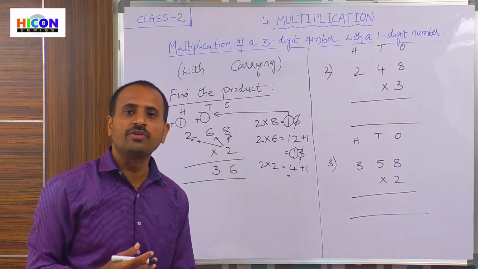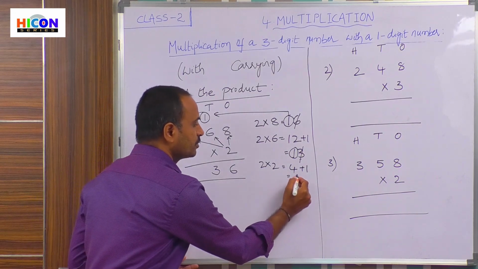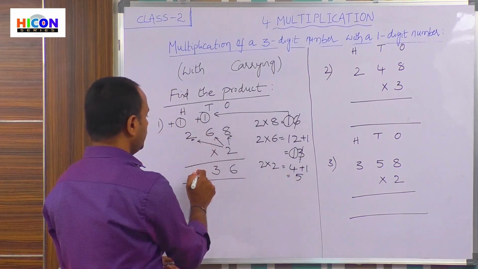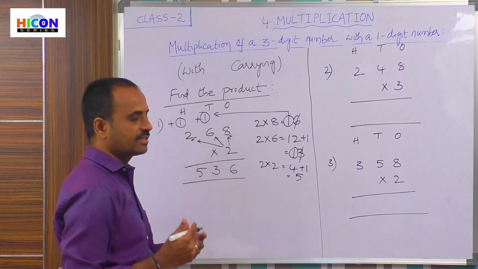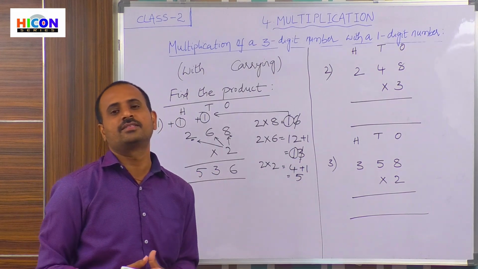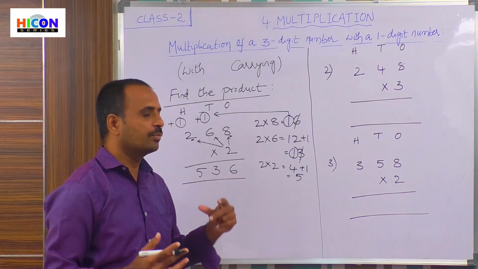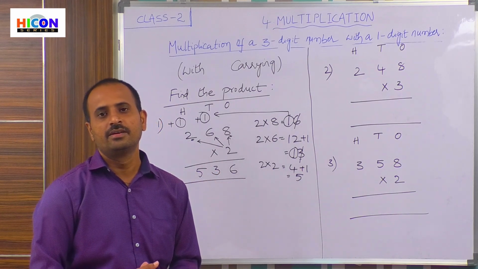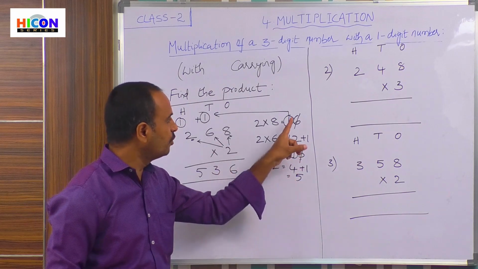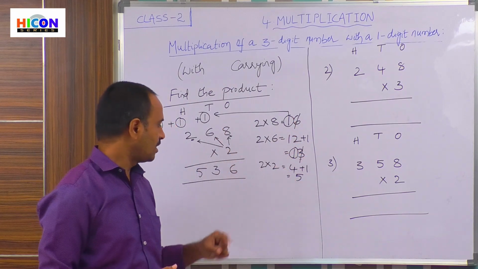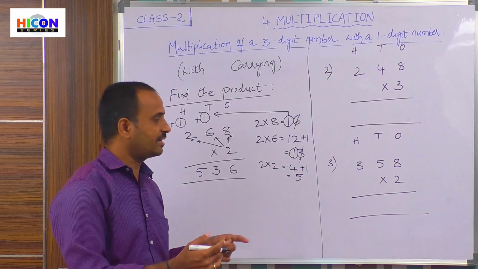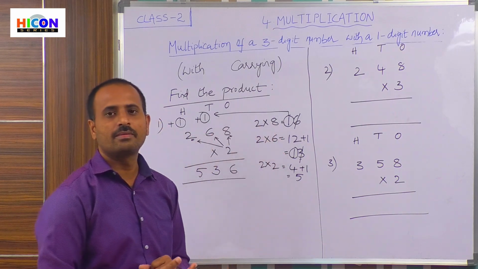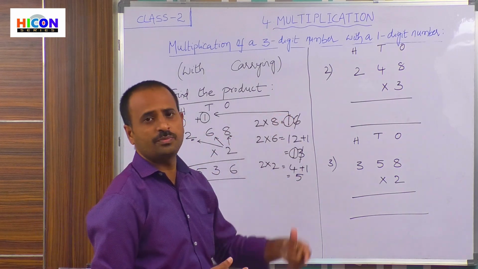If you add 1 to the 4, you will get 5. So write 5 under hundreds place. So the answer is 536. So remember, children, if the product is a 2-digit number, then we have to take carry. So write the second digit only under the ones place or tens place and carry the second digit to the next place. So children, see the next problem.